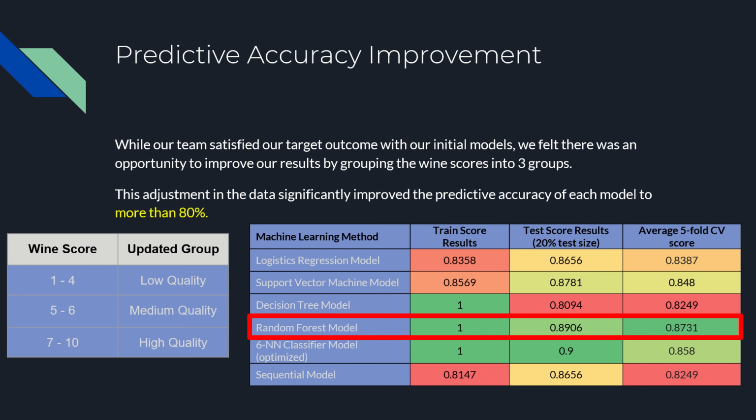In the future, to further improve our model, we will explore different machine learning methods like the functional API. And in addition, we recommend that the dataset should be more evenly distributed, meaning that the number of data points in each wine score group should be relatively the same.